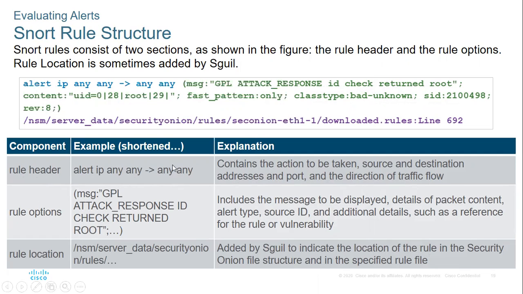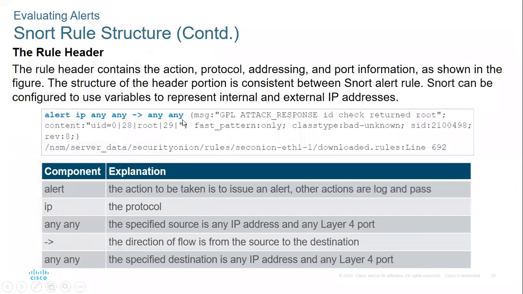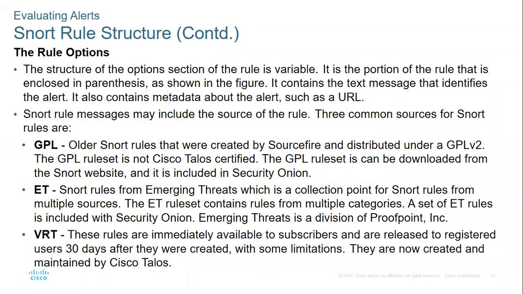Okay, so the rule header contains the action to be taken, source and destination addresses and port numbers, as well as the direction of the traffic flow. And then we have the rule option. So this is an example of the rule option. And then we have the rule location, where the log is located exactly.